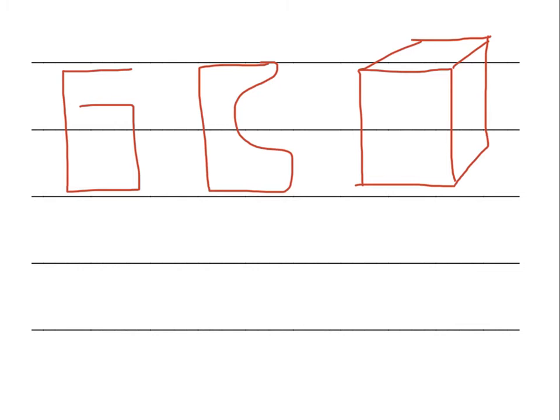And how about this one? Is this shape a polygon? I hope you said this one was not, and this one was not, this one is not. Can you tell me why? Because it is not a flat shape. It's got dimension to it. It's got height. It's got depth. All of those things mean that it's not able to be a polygon.